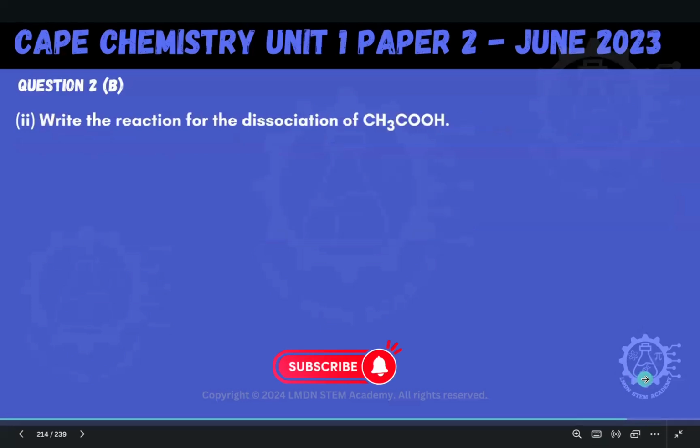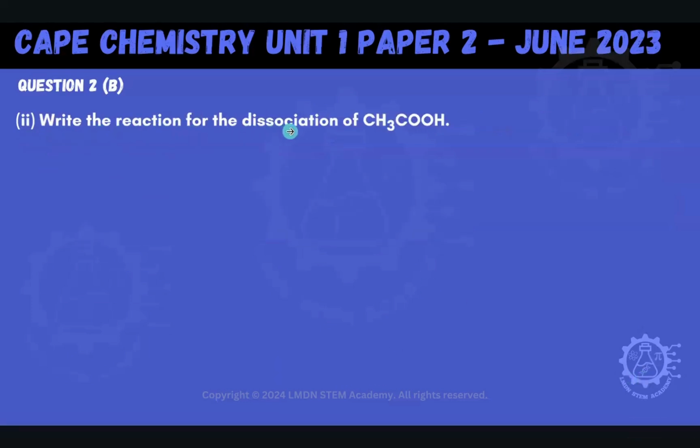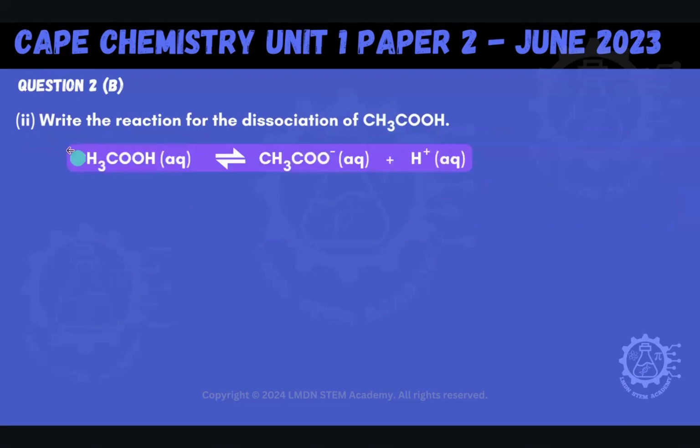Part 2 says, write the reaction for the dissociation of ethanoic acid. So when we put ethanoic acid in an aqueous environment, how does it dissociate? This is the reaction that describes that dissociation. We have a mole of ethanoic acid in the aqueous state, and then that equilibrates to give us this conjugate base form here, and this proton that gets taken off. So that's how we write that dissociation reaction.